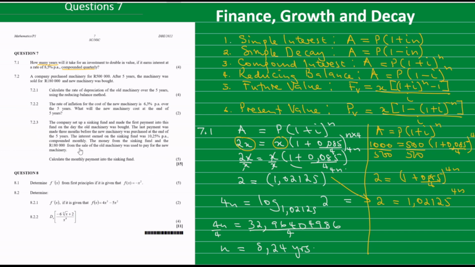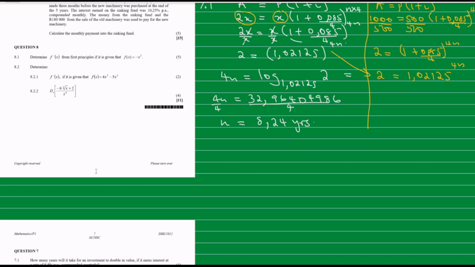The second question is 7.2, which reads as follows: a company purchased machinery for 500,000 rand. After 5 years, the machinery was sold for 180,000 and the new machinery was bought. Calculate the rate of depreciation of the old machinery over the 5 years using the reducing balance method. So we are given the clue here. We are going to use the reducing balance method. So the reducing balance method is what we have listed here. So we'll use that one.